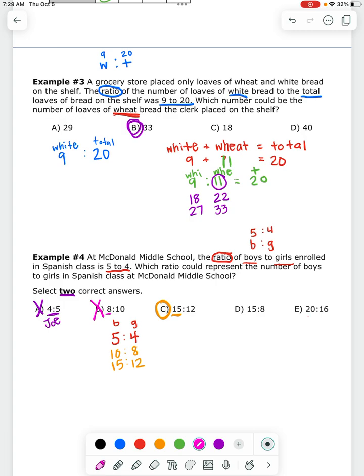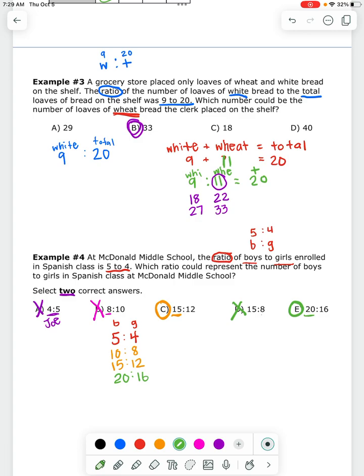So let's keep going. So 5, 10, 15, 20. Okay, let's see if I get a 16 on the other side. 4, 8, 12, 16. And that is my other answer. There we go. And 15, 12 is not 15, 8. So D is out as well.